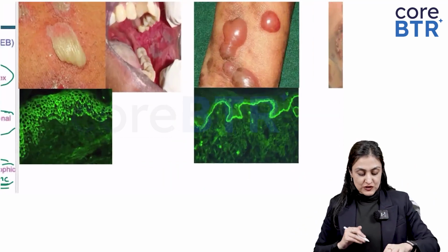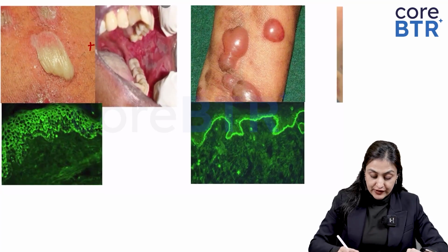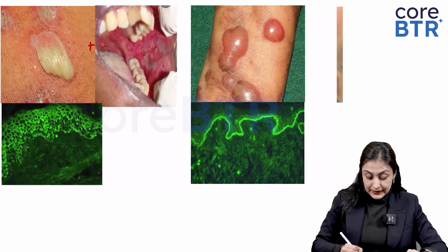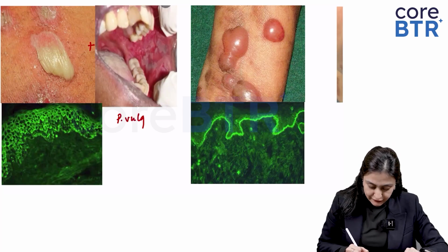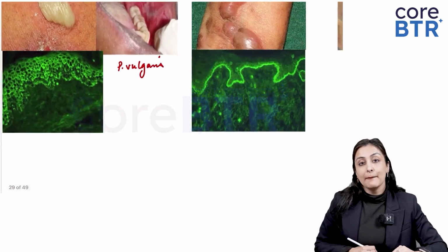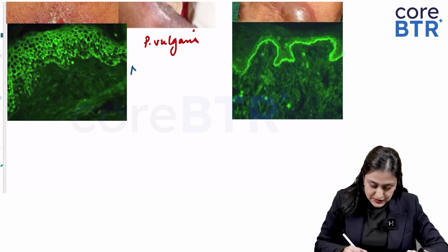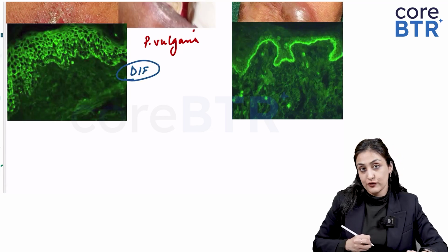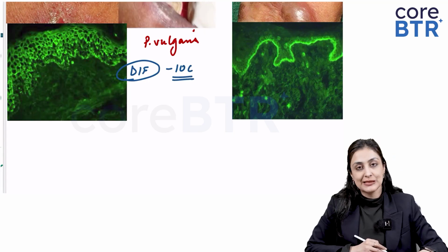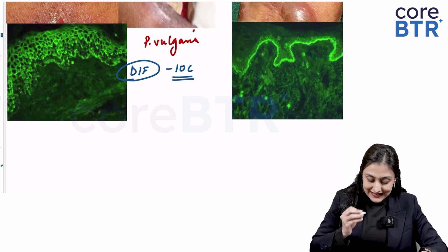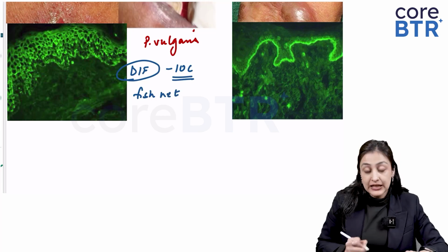Coming to important images. When you see this flashcard, what do you think of? You are seeing flaccid bullae. You are seeing an oral ulcer. So what does that tell you? That tells you pemphigus vulgaris, because this affects desmoglein within the epidermis. What is this test? First of all, this is direct immunofluorescence. It is the investigation of choice for pemphigus and pemphigoid group of disorders, and direct immunofluorescence is going to show you a fishnet appearance.